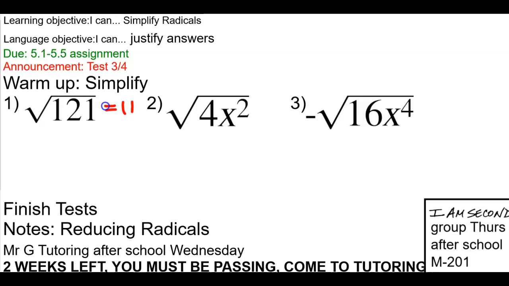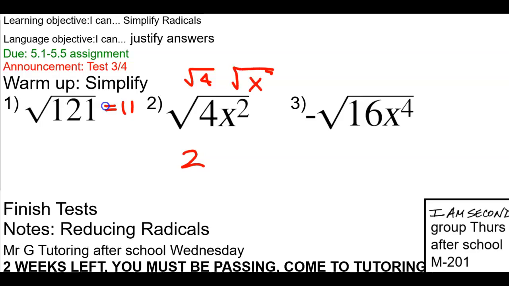Now, on number 2, there's 2 parts to it. Does everyone see how number 2 is a little different? So first of all, what's the square root of 4? What times what is 4? 2 times 2 is 4. Okay? Now so we know what the square root of 4 is. It's 2.